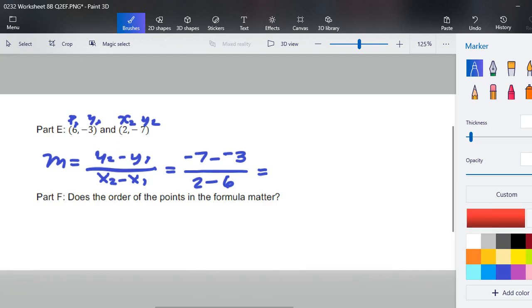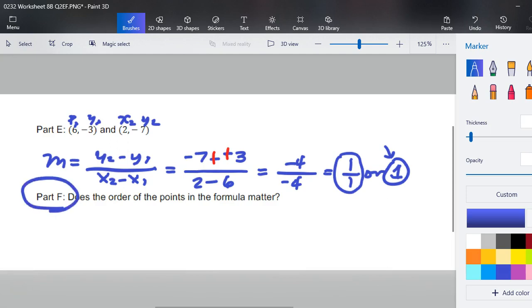Our integer rules tell us that we're going to add the opposite here. Once we do so, we're going to end up with a -4 in the numerator and a -4 in the denominator. That'll reduce to 1/1 or simply 1. This is probably the best answer, but you're going to see later why there's value in leaving a slope in 2 parts, a numerator and a denominator. Both are great answers. Part F, does the order of the points matter in the formula?